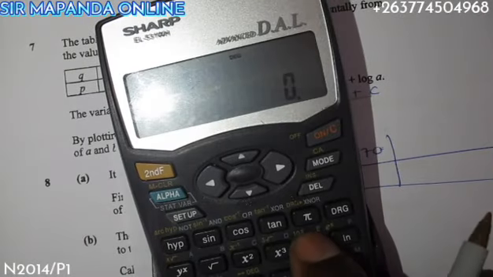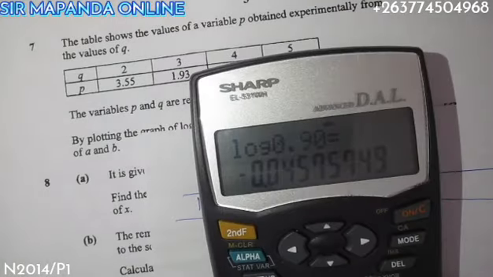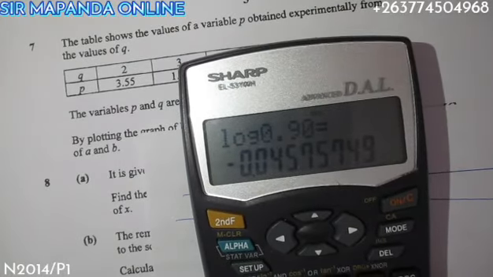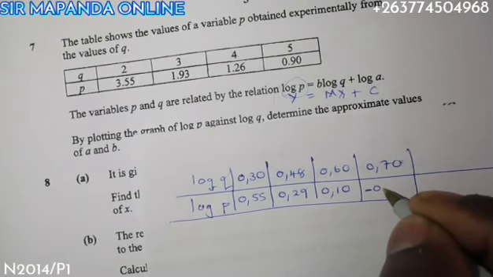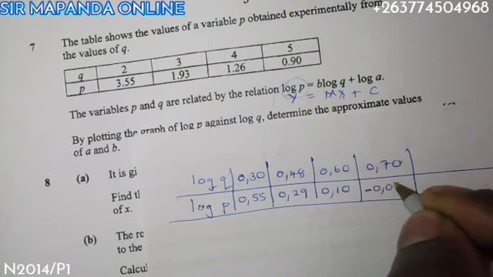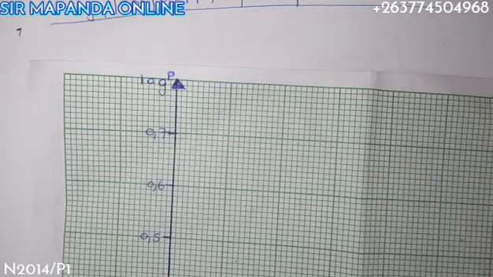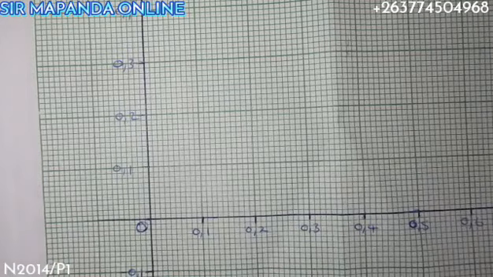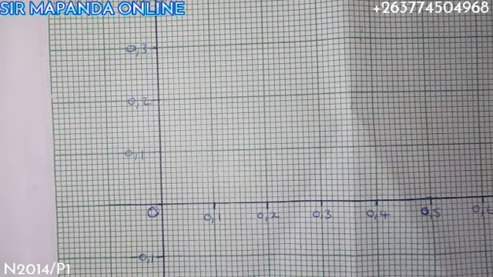Then log 0.90, you get negative 0.05. So this is negative 0.05. Right, so I'm going to find a suitable scale which suits this table of values. Then we plot it on a graph paper. Right, so I have decided to make use of 2 centimeters to represent 0.1 unit on both axes.